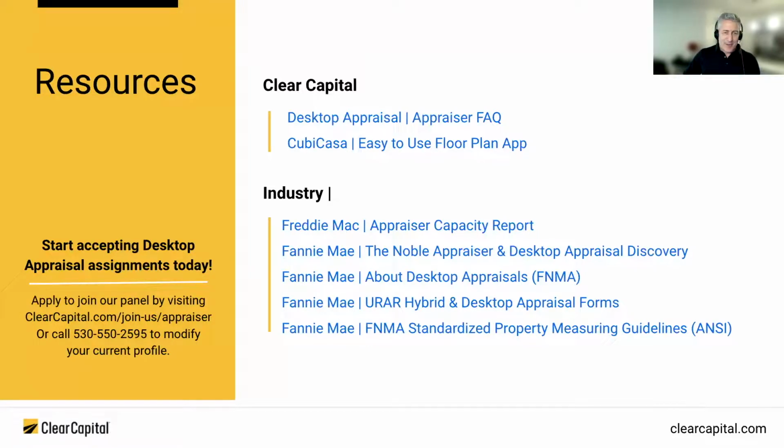Fannie Mae about desktop appraisals. This is the very extensive Fannie Mae FAQ where we got a lot of our information today. Really encourage everybody, there's about 20 FAQs provided right from the source there. The source that we alluded to earlier is the URAR hybrid and desktop appraisal forms.